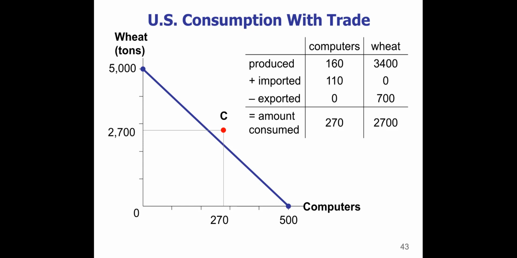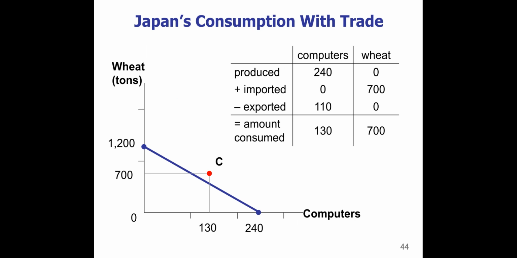The same thing will happen with your Japan graph. At 700, 130, their point C is also outside their PPF. They could not make this possible combination without adding more resources. So in this situation, this particular trade is beneficial for both countries.